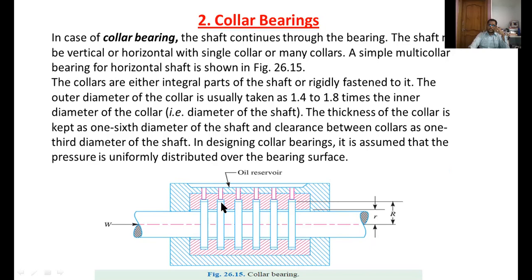In collar bearings the shaft continues through the bearing. The shaft may be vertical or horizontal, with a single collar or many collars. These are called collars. A simple multi-collar bearing for a horizontal shaft is shown here. The collars are either integral parts of the shaft or rigidly fastened to it. The outer diameter of the collar is usually taken as 1.4 to 1.8 times the inner diameter of the collar.